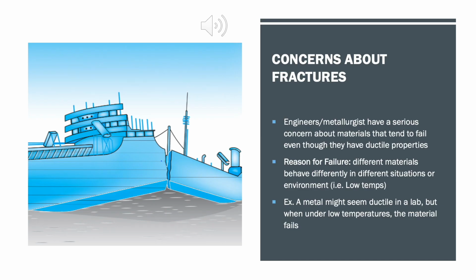Furthermore, engineers have a serious concern about materials that fail that tend to have ductile-like properties. The main reason is that materials behave differently in different types of environments or situations. Like when a material is tested in a lab, it's tested in an enclosed, controlled environment. But when a material is exposed to low temperatures, for example, the material actually fails. That's why engineers and metallurgists need to test real-world materials in different situations.